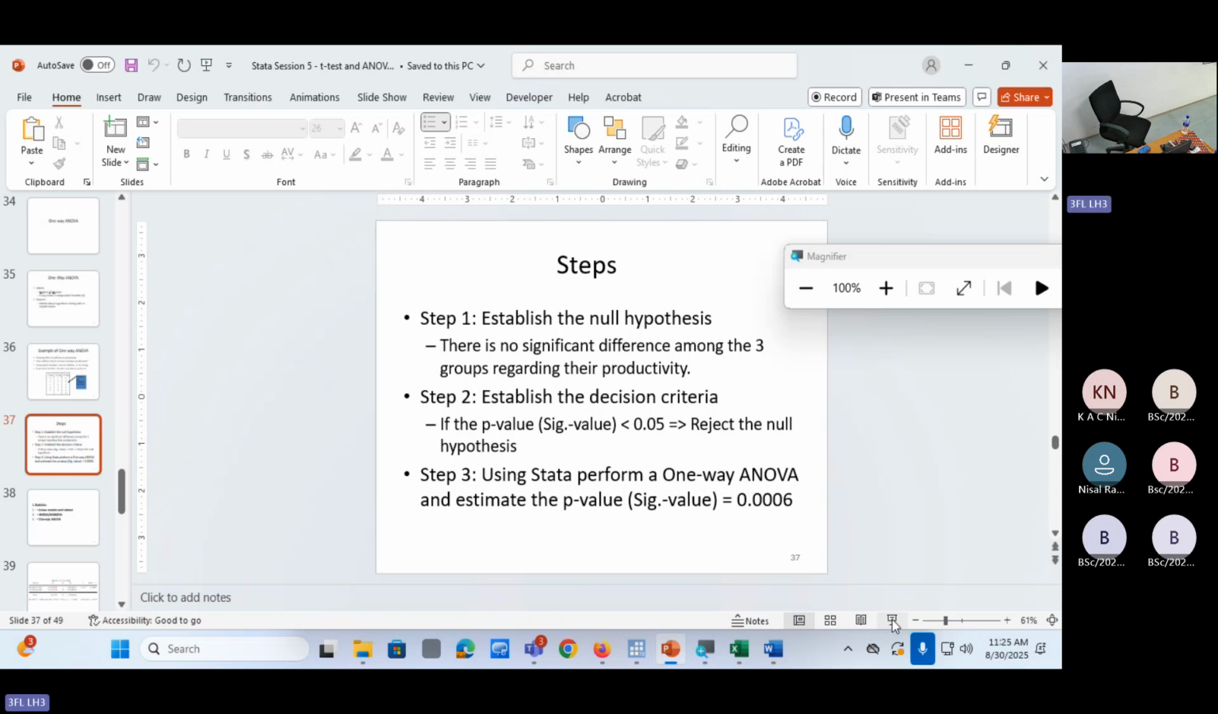Then step number 3. What's step number 3? Use data and perform the test, and estimate the sig value, estimate the p value. Then step number 4, conclude. And let's see how to do that.